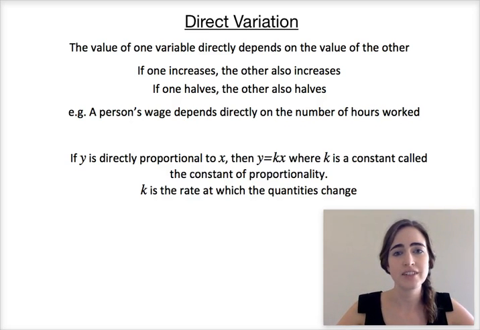So we can represent direct variation situations with an equation, and it's called a variation equation. So if y is directly proportional to x, then we write y equals kx, where that k is a constant, so it's a number, and it's called the constant of proportionality. So k is the rate at which the quantities change. So if we're looking at the example we had above, then that k would be the hourly rate of pay.